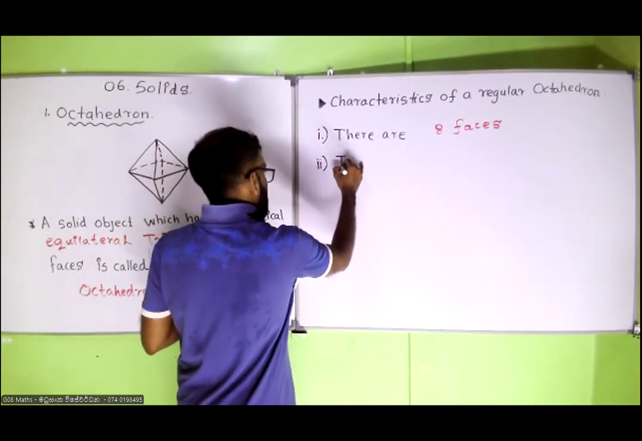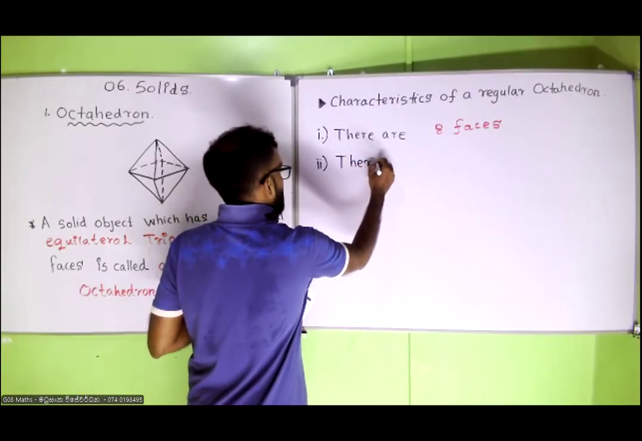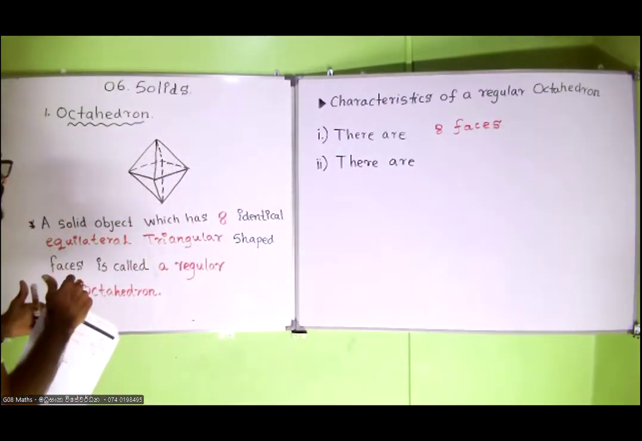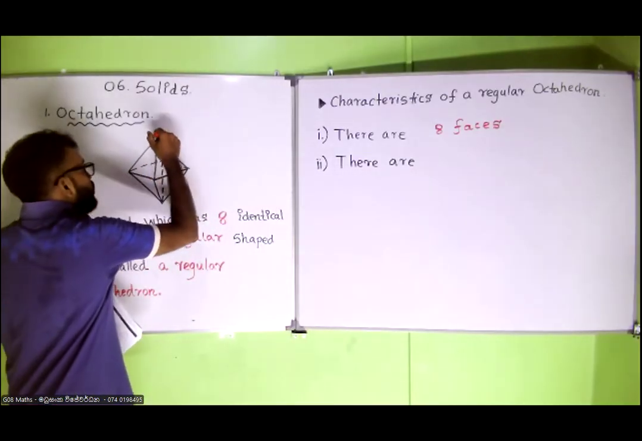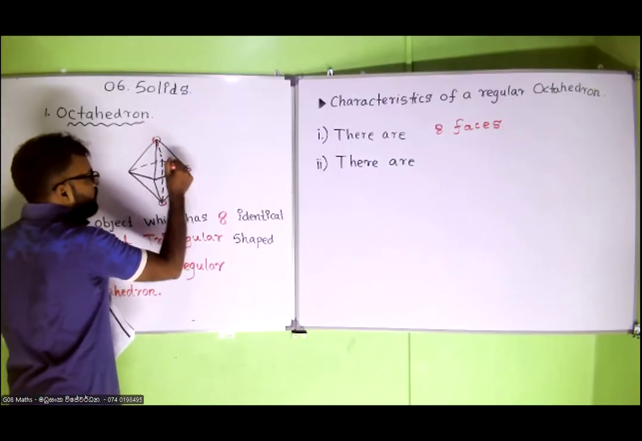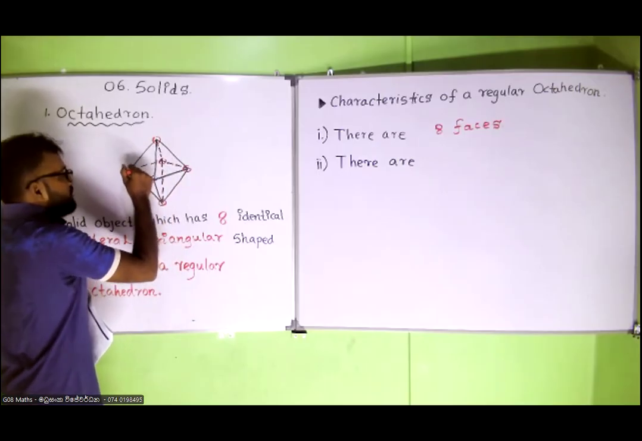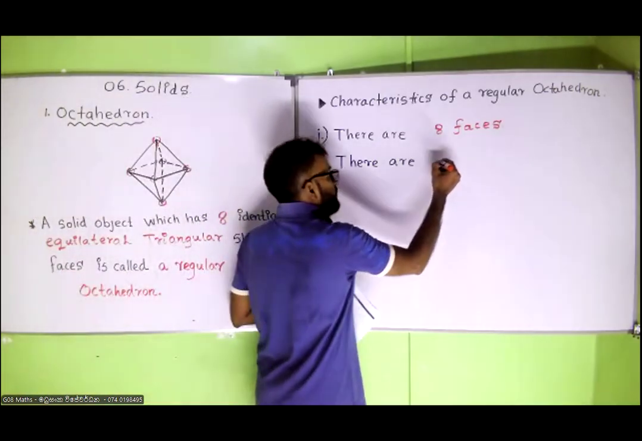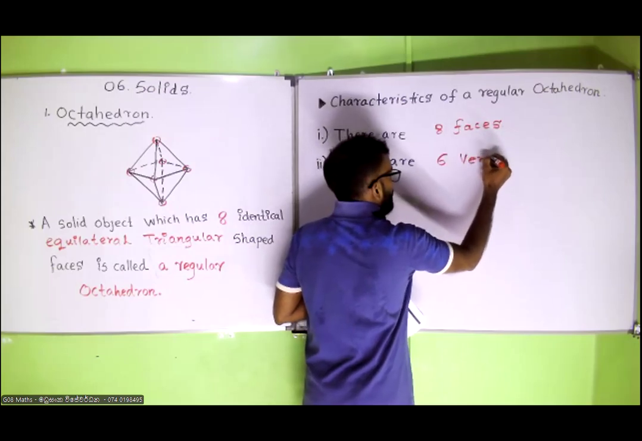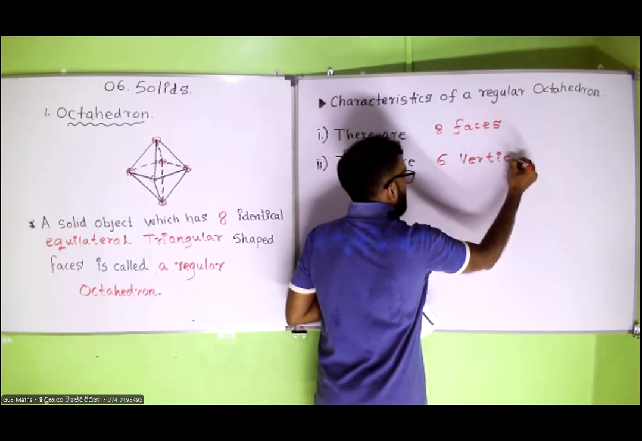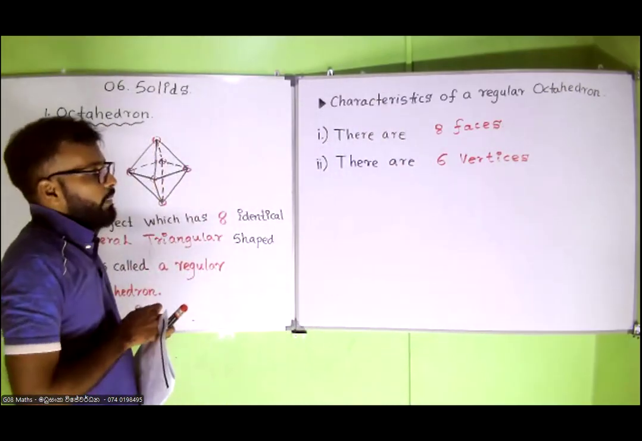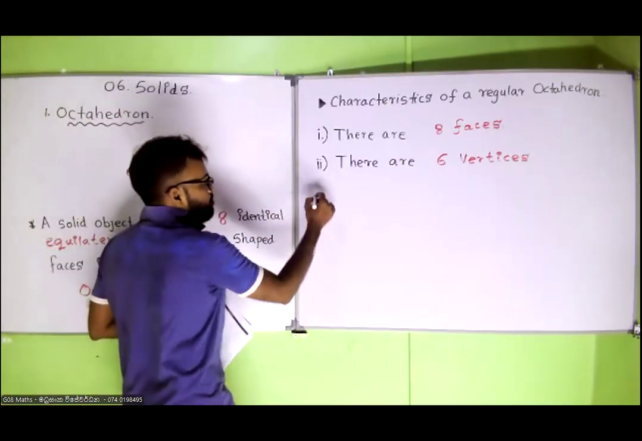Now we are going to find the number of vertices. Let's see how many vertices are there. On top we have 1, below 2, here 3, 4, 5, 6 vertices. So there are 6 vertices. Please write. Third one.